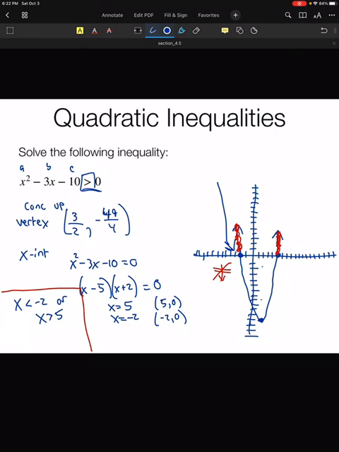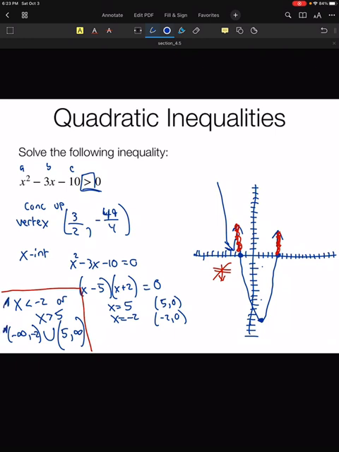To write that in interval notation, we'd say less than -2 is from -infinity to -2, and then the or looks like a big U, some people call it a cup. It looks like a big uppercase U. And so it's -infinity to -2, with a cup, which means or, 5 to infinity.